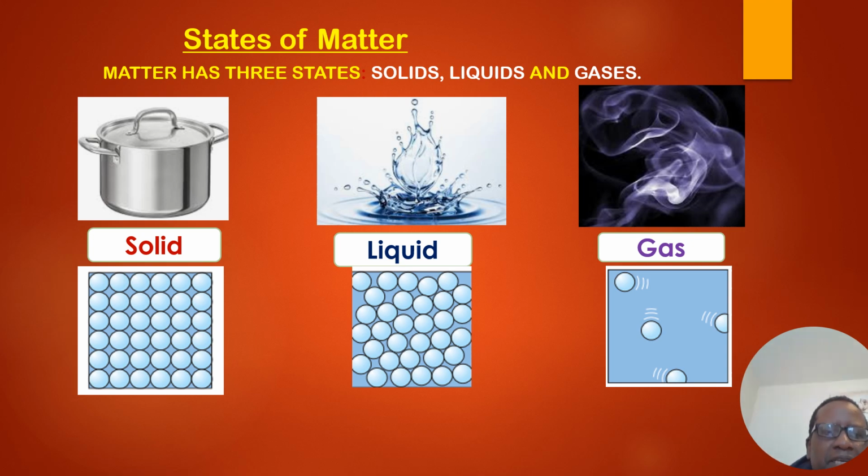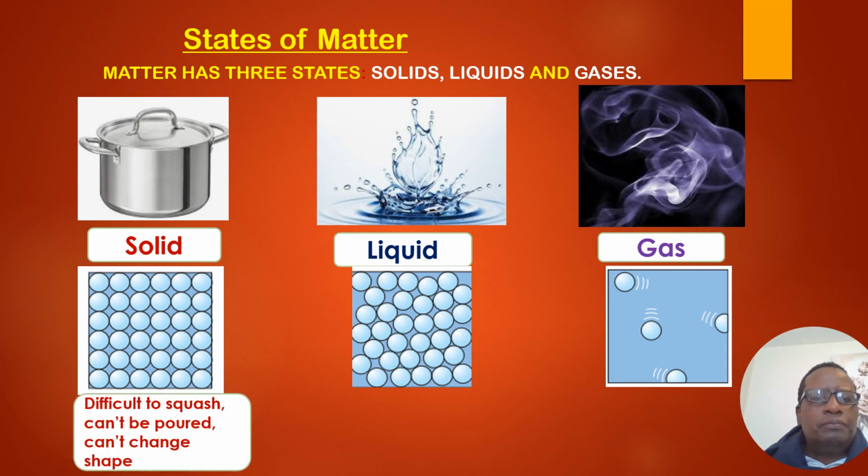In a solid, the particles are very close together. You can see they are touching on the sides, and they vibrate in a fixed position. In a liquid, the particles are still very close together, but not as in solids, so they can swap positions. In gases, the particles are very far away from each other. Now, I want you to pause the video and take the notes below.